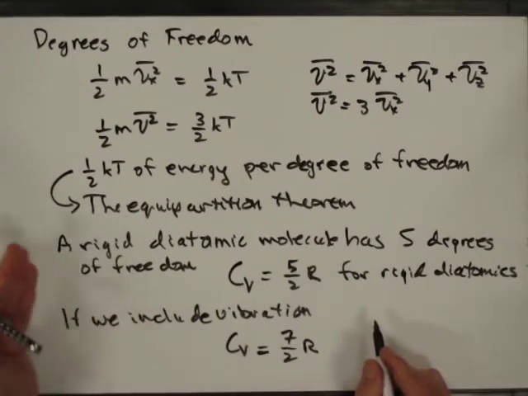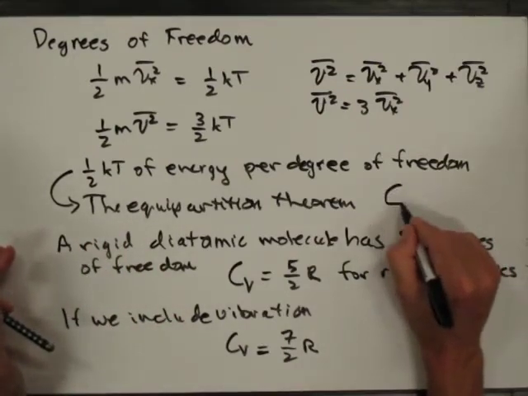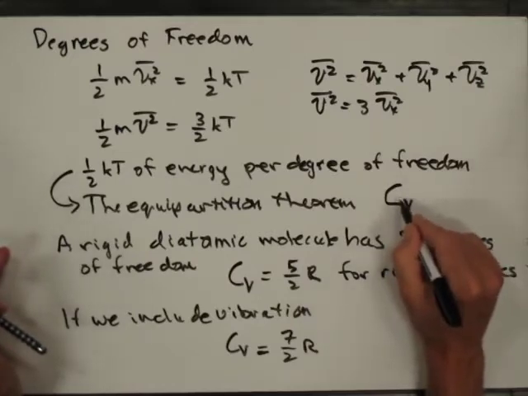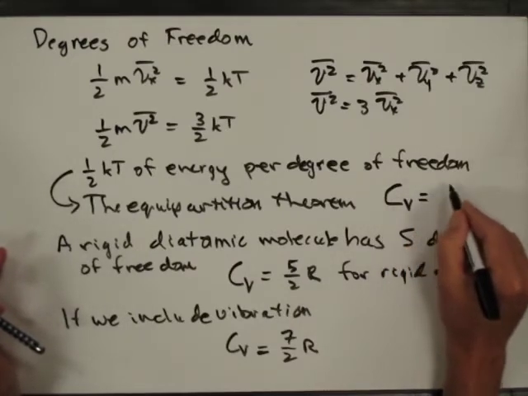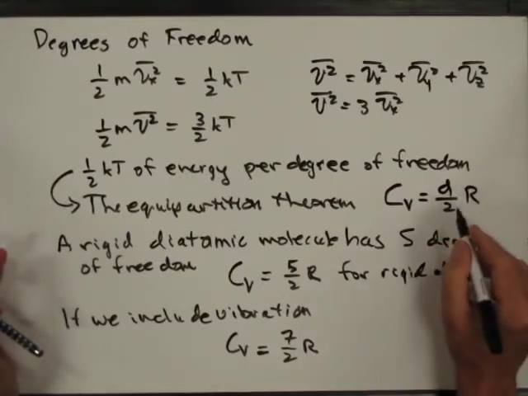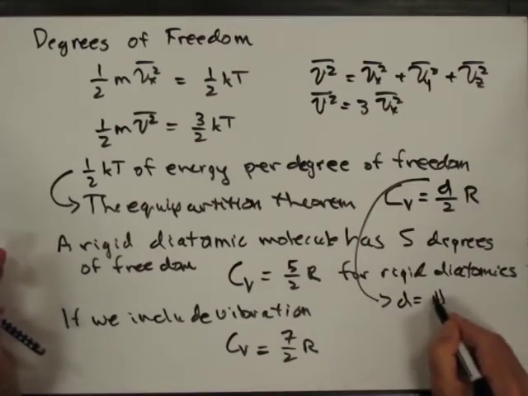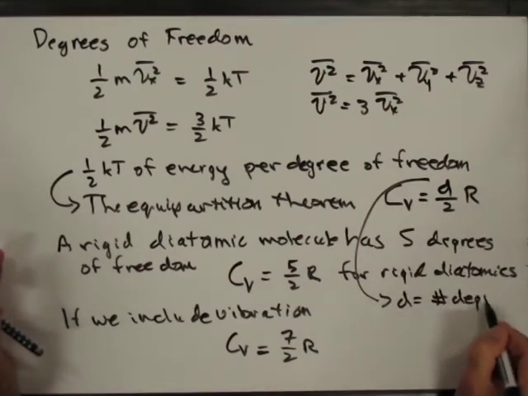And so if I go all the way back to the equipartition theorem, the equipartition theorem really says the molar heat capacity at constant volume is equal to D over 2 times R, where I'll just write it down here, D equals the number of degrees of freedom.